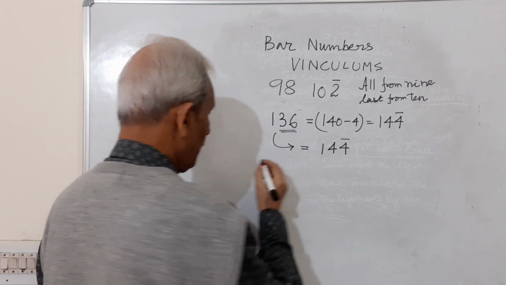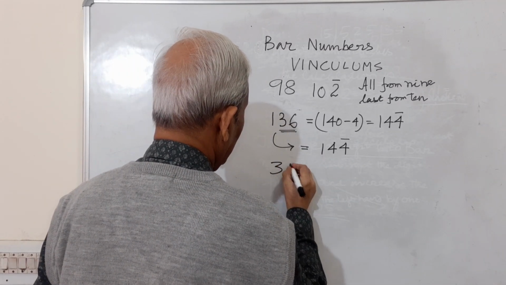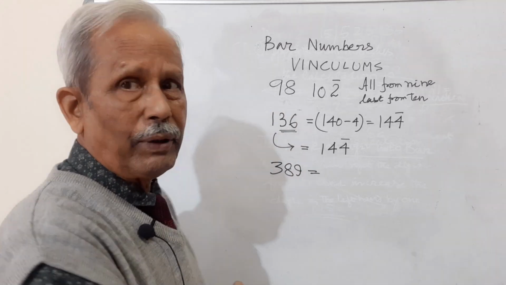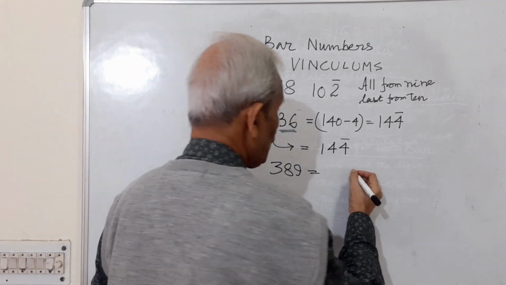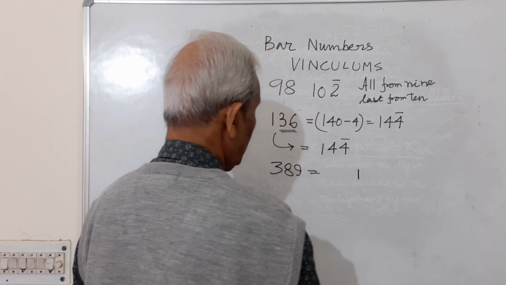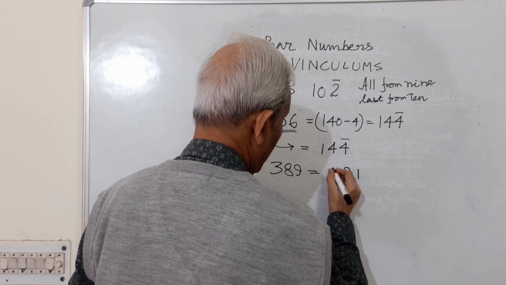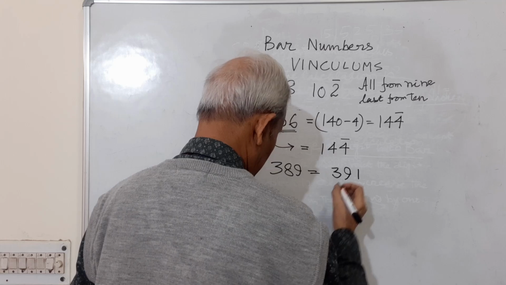Let us take another example, 389. We need to convert the last digit into a vinculum. So for that, what do I need to do? 10 minus 9 is 1. Increase this 8 by 1 and it becomes 9. The answer is 391 with the bar on the 1.